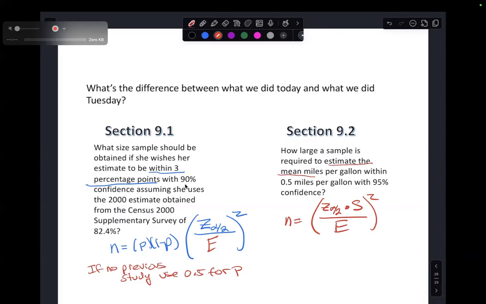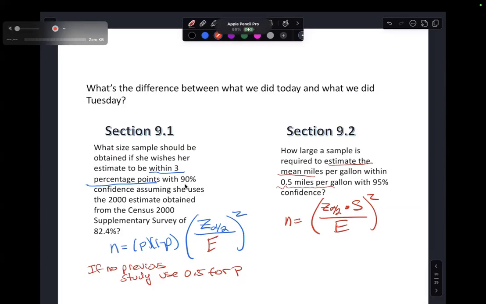Plus something here is that there's going to be units here. So on the 9.1, it's going to say within like 3 percentage points. But 9.2, it's going to have some sort of units like miles per gallon or degrees or something like that. It's going to have some units because it's not just percent, it's actually some actual measurement. So that's the breakdown of that.